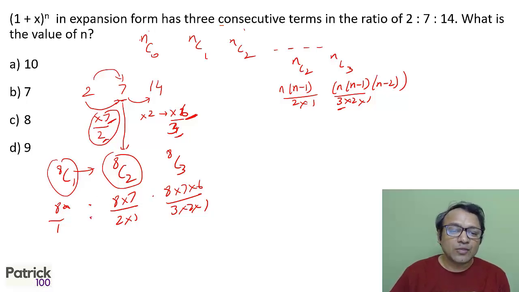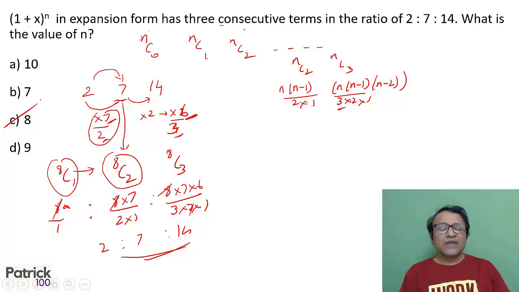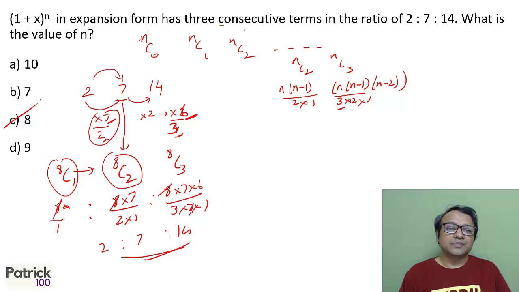Now check just to confirm. 8 gets cancelled and multiply by 2. So you will get 2 is to 7 is to, this 2 gets cancelled, 3 gets cancelled, becomes 14. Satisfies. So the answer will be 8. n has to be 8. Take the hint from the numbers and try to get the answer.